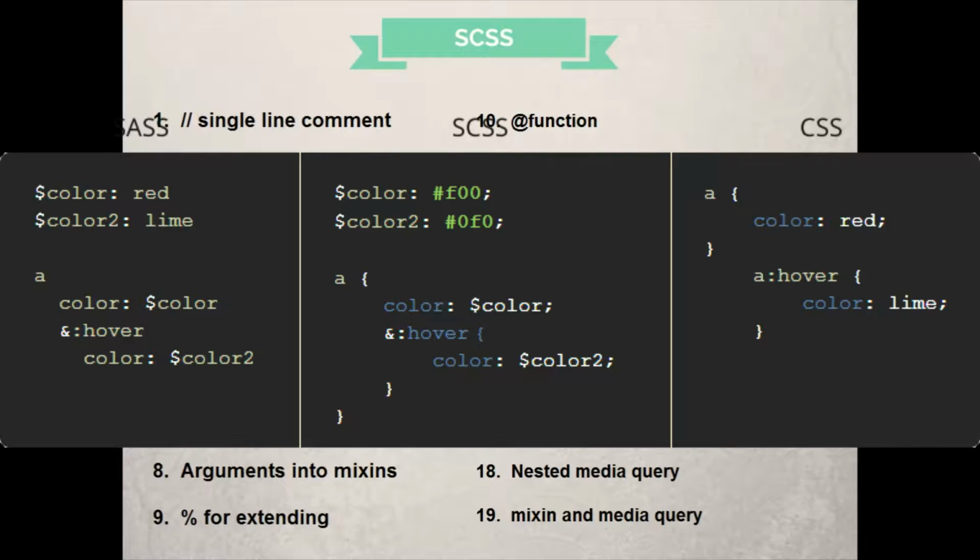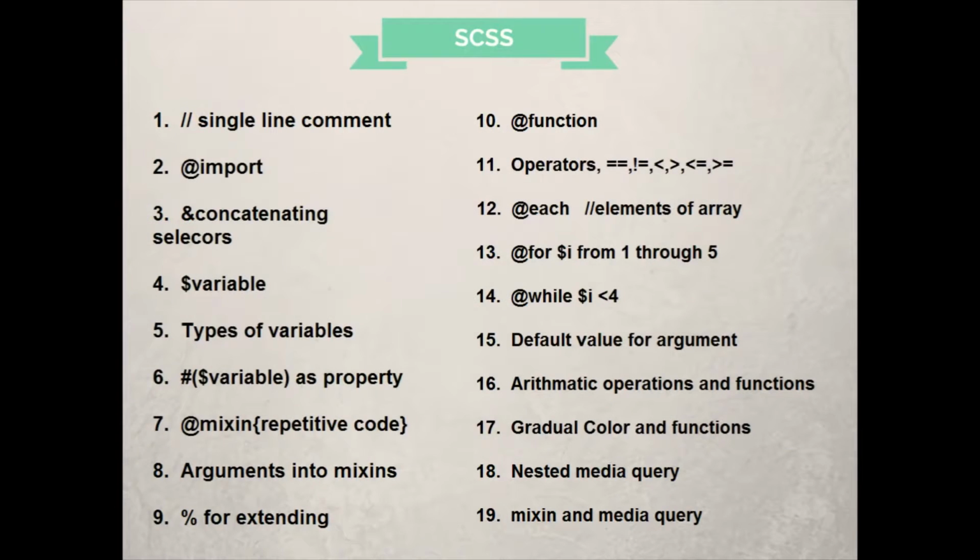The reason they have included those semicolons and braces in the latest version is to make CSS backward compatible with SCSS. Now every valid CSS file is a valid SCSS file, but it is not a valid Sass file. Valid CSS is valid SCSS. A valid CSS file is not a valid Sass file. Okay, so let's begin.